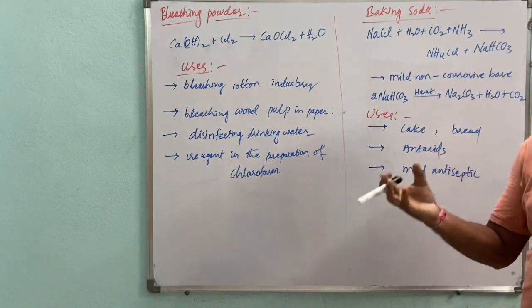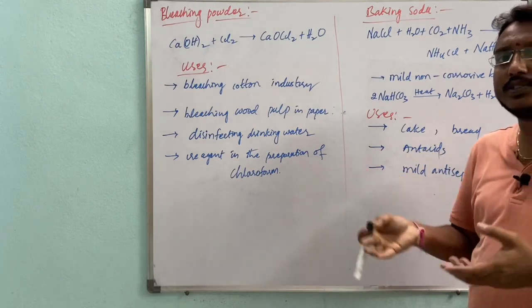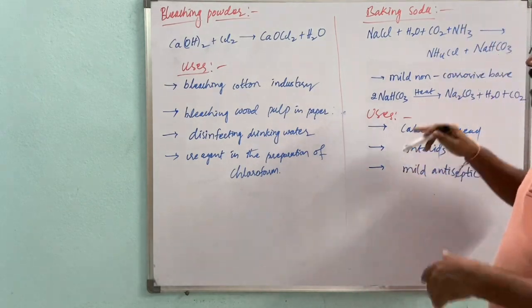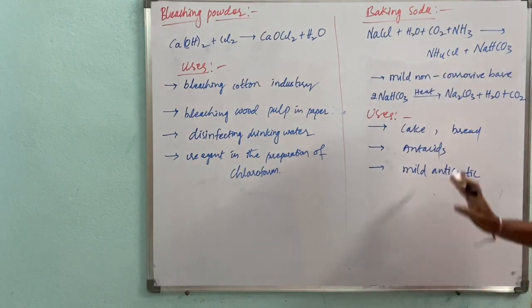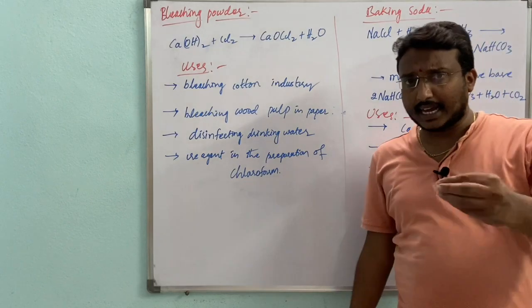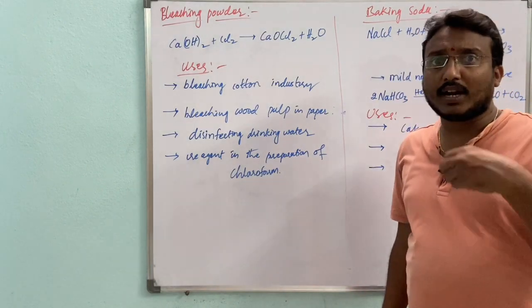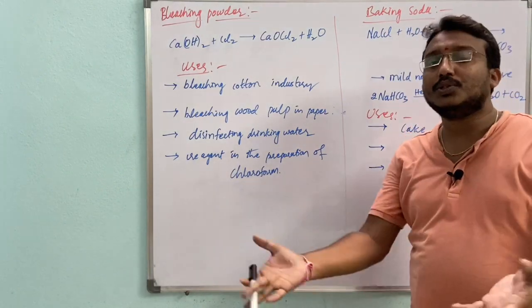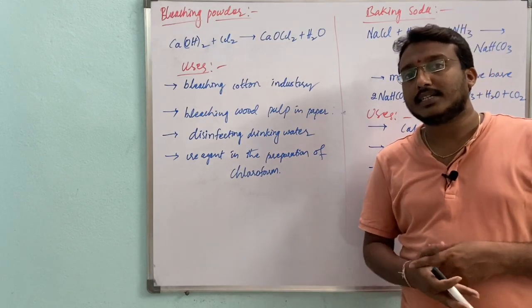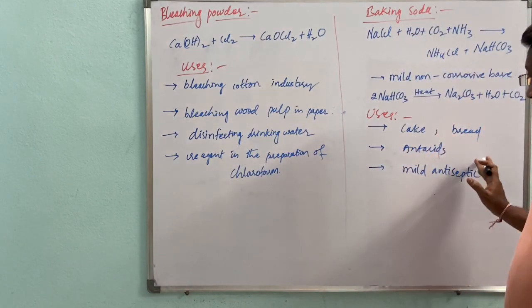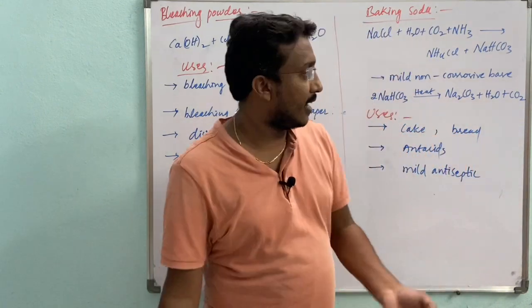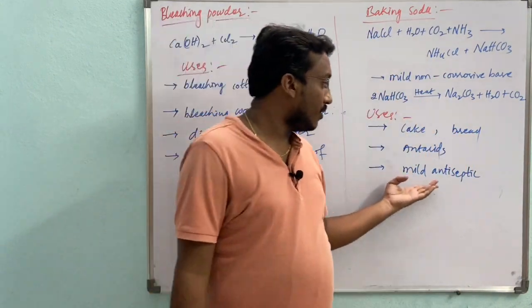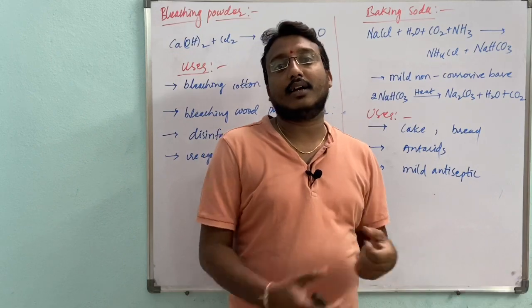Right? A cake is very soft, or not? Bread is very soft, or not? In that, whatever ingredients we add, along with that we add this baking soda. It is also used as an antacid, one of the ingredients in antacid, to neutralize the reactions, and it is used as a mild antiseptic agent. Baking soda is also used as a mild antiseptic agent.